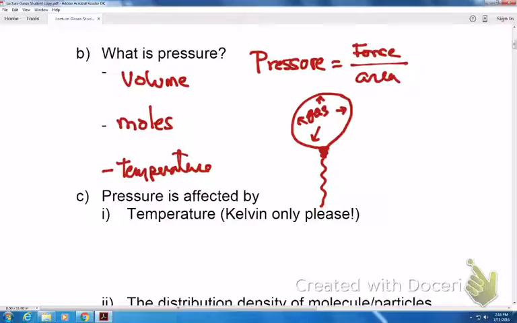Temperature is one thing for sure. Moles is another thing because you put more gas in. So moles goes up, pressure goes up. Temperature goes up, pressure goes up. Volume gets bigger, pressure goes down. We're going to talk about proportionalities, but when volume goes up, pressure goes down. And the other way, if moles goes up, pressure goes up, and if temperature goes up, pressure goes up.